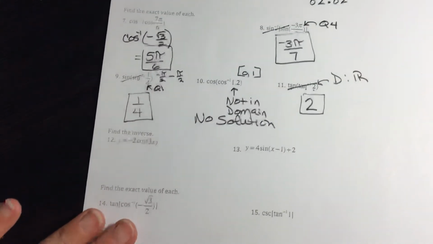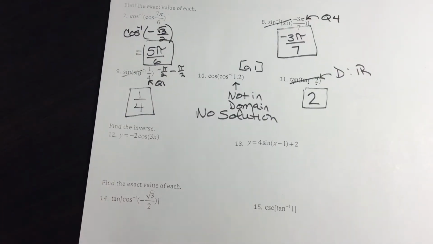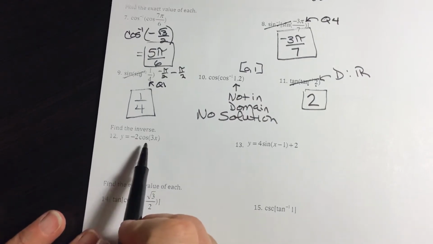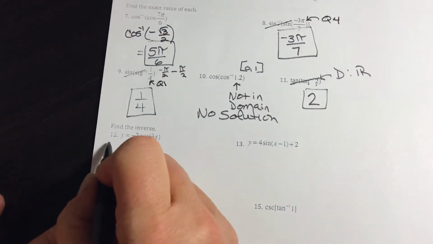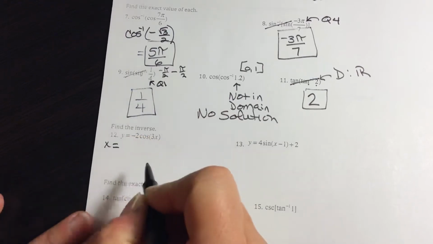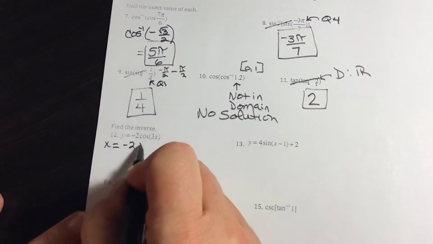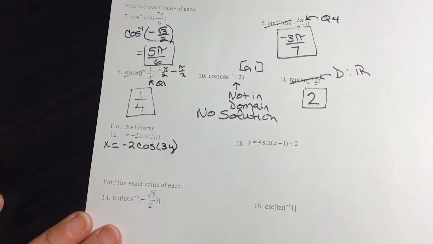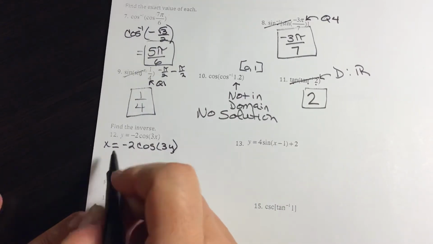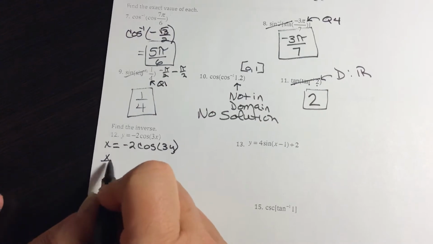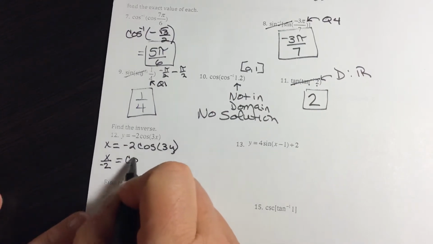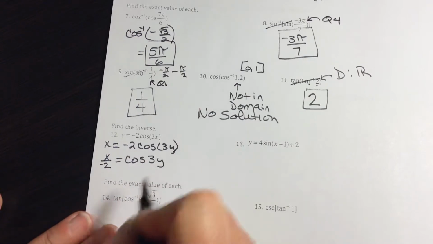Number 12 says find the inverse. So first thing we do, we have it in the form of y equals. I'm going to switch x and y. So x equals -2 cosine 3y. And now I'm going to solve this for y. So I'm going to divide by -2. So x divided by -2 is cosine of 3y.